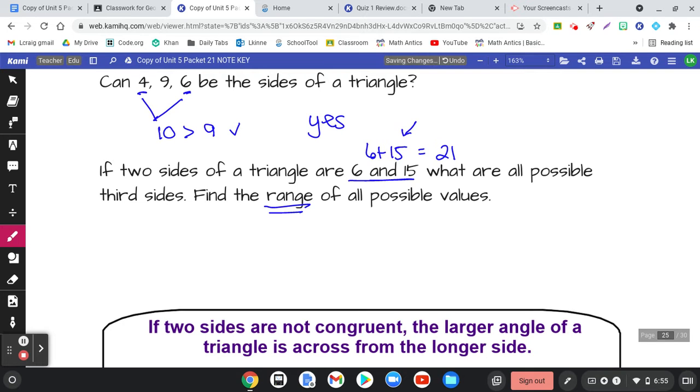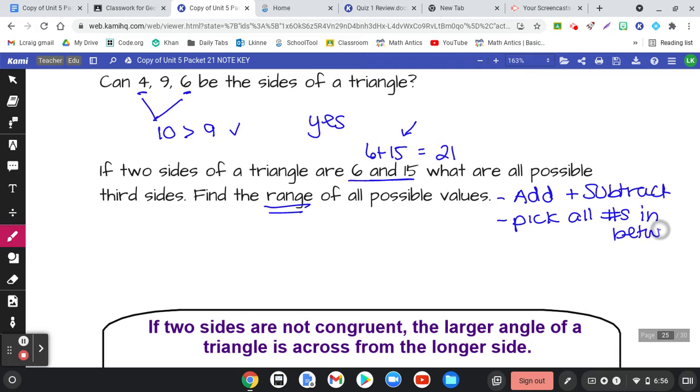All right. But then you've got to look, well, what if 15 was the largest side? Then you've got to try and figure out all those values. A very quick way to do it is add them and subtract them, and then pick all numbers in between. So let's do 15 minus 6 to start. If we do 15 minus 6, we get 9. If we do 15 plus 6, we get 21.